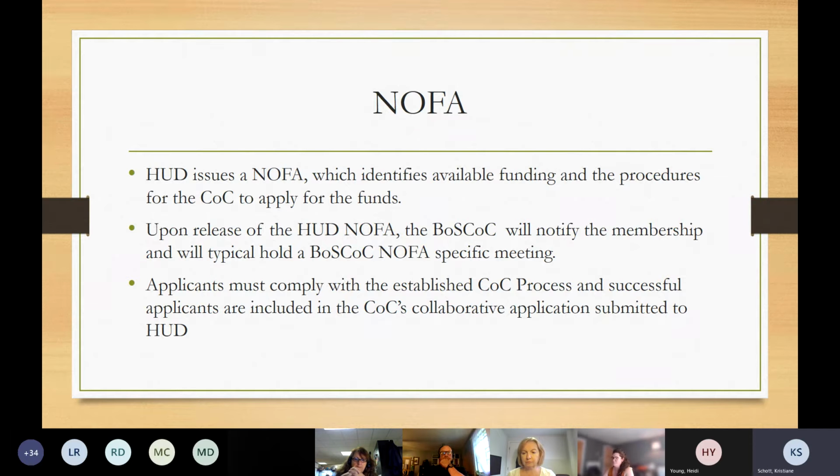Upon the release of the actual HUD NOFA, the Balance of State notifies all of the membership and will typically hold a specific Balance of State NOFA meeting, which goes over any of the changes to the NOFA, any questions that you may have, and what the new project scoring tool and renewal scoring tool may look like based on Balance of State membership voting.